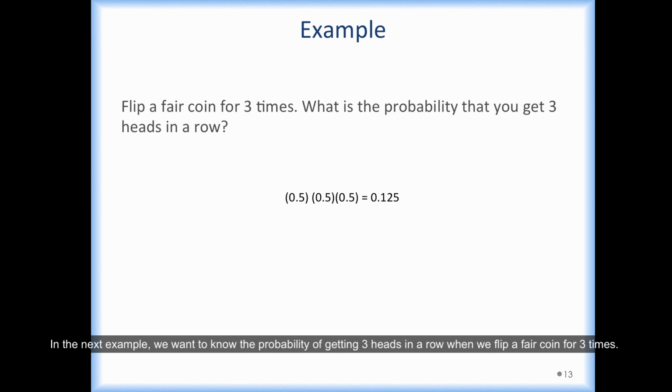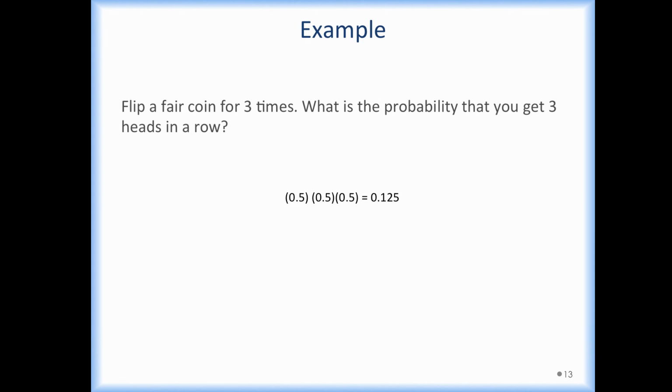In the next example, we want to know the probability of getting 3 heads in a row when we flip a fair coin 3 times. Because each flip is independent of other flips, the probability is 0.5 times 0.5 times 0.5, which gives us the answer 0.105.